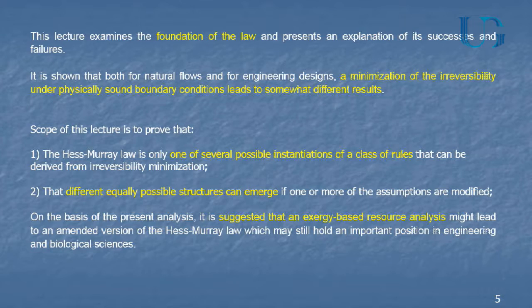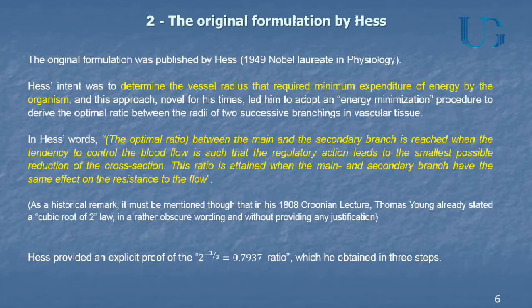Okay, so let's go to the history of this law. In 1916, Hess, who was a physiologist, and he won the Nobel Prize in 1949 for his studies on blood circulation in the brain.